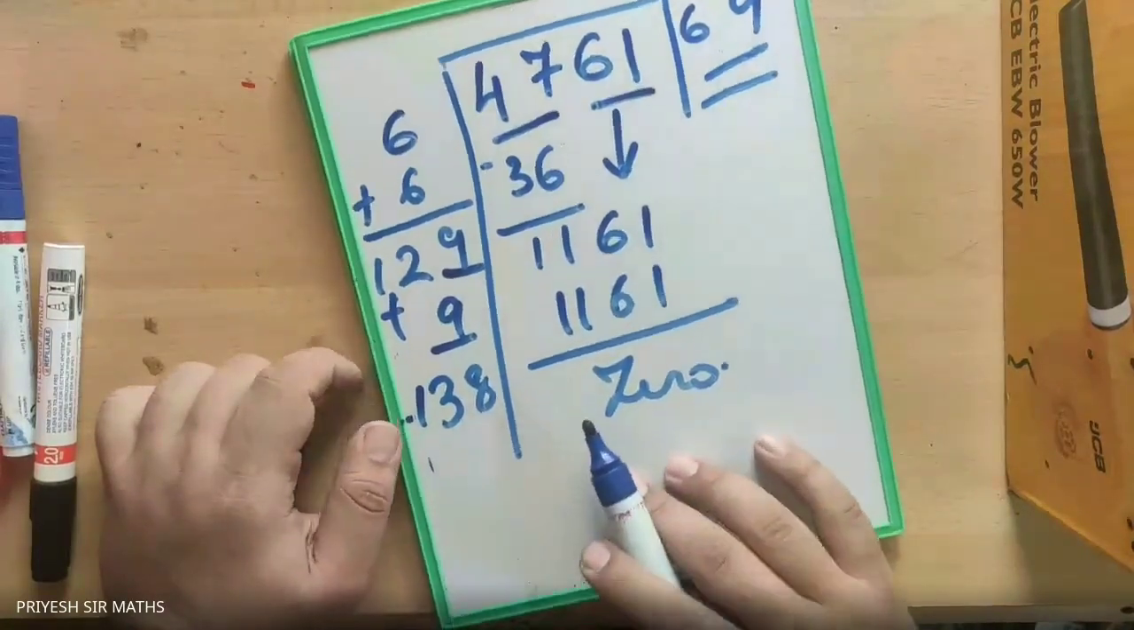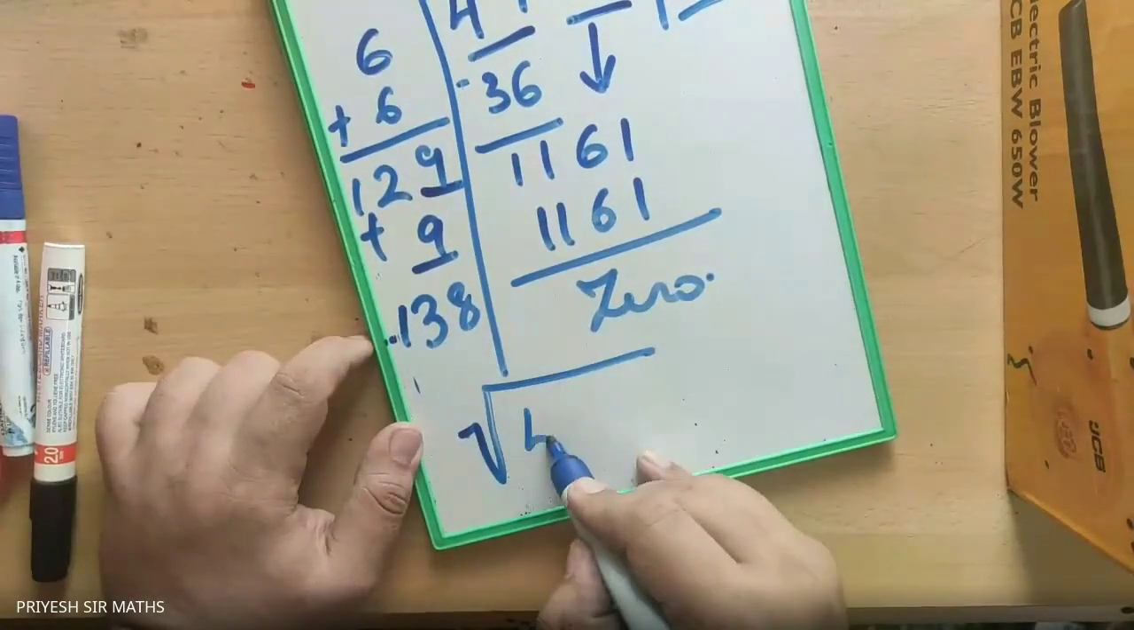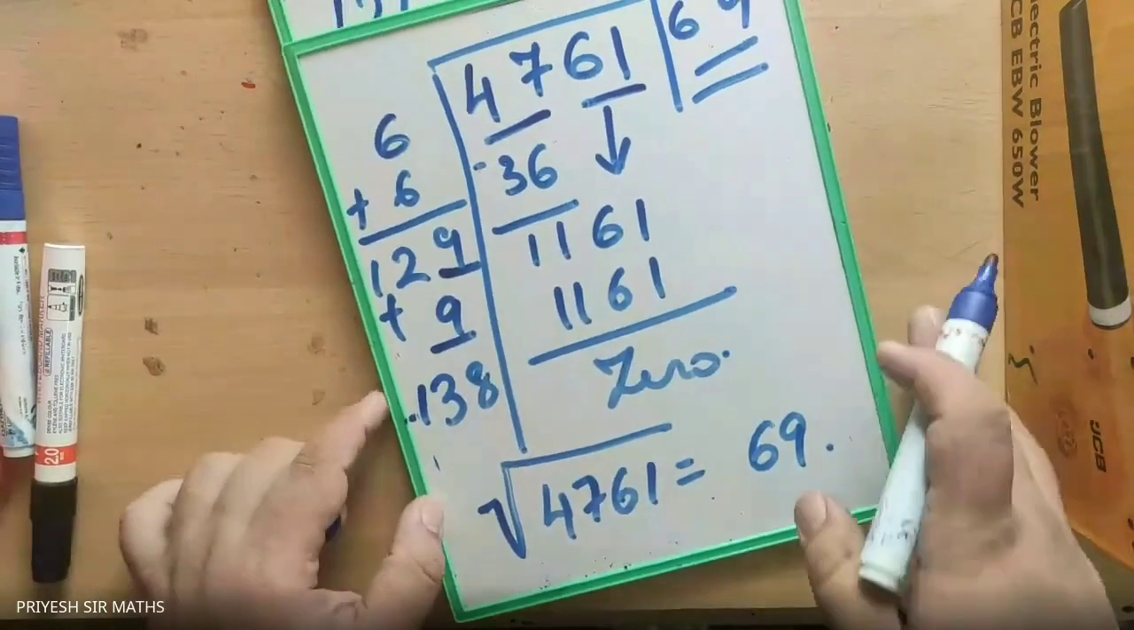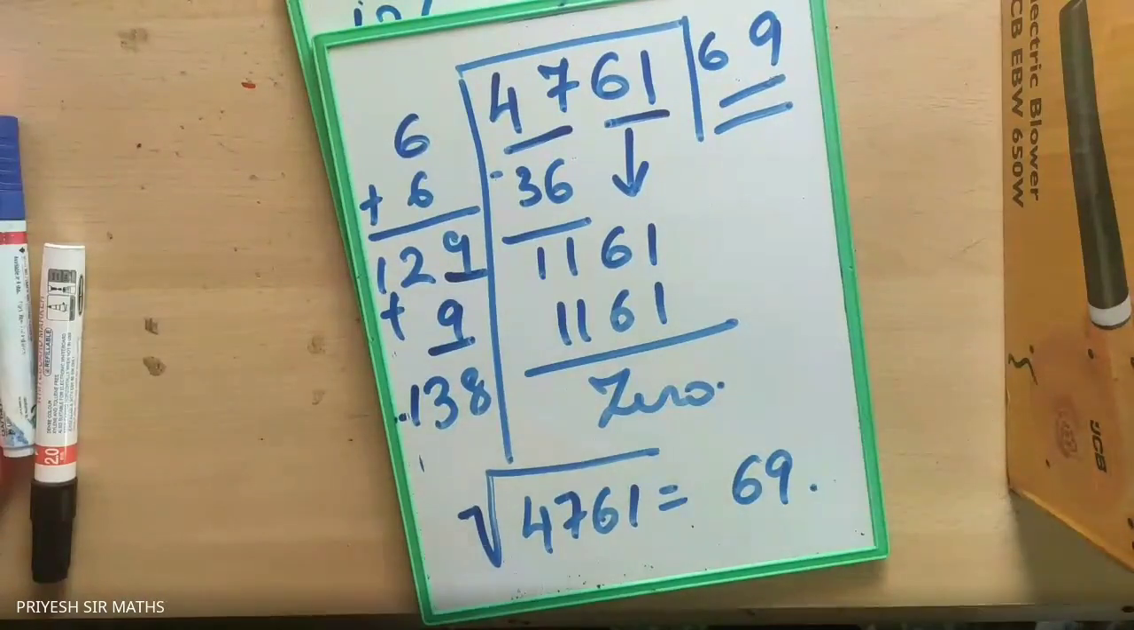So we can write like this also, that the square root of 4761 is equal to 69. I want you to please note it down quick.